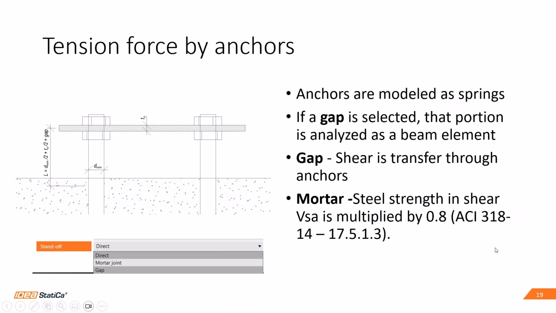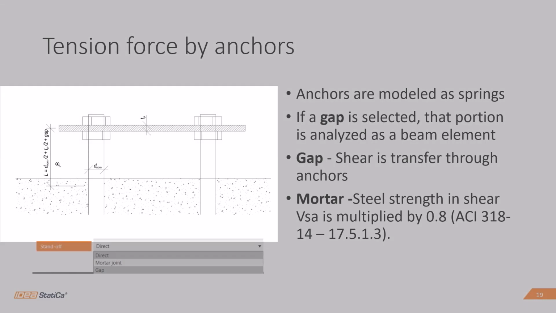All right, so let's talk about the tension, what is happening behind the scenes. As I said, anchors are modeled as springs, okay? So then we capture the tension force within the anchors, and then if you select to transfer the shear force via anchors, we also do that, and then we co-check those using the tension and the anchors calculated in the FEA, okay? If you select a gap, the gap portion, as you can see here, and this is the length used, okay?